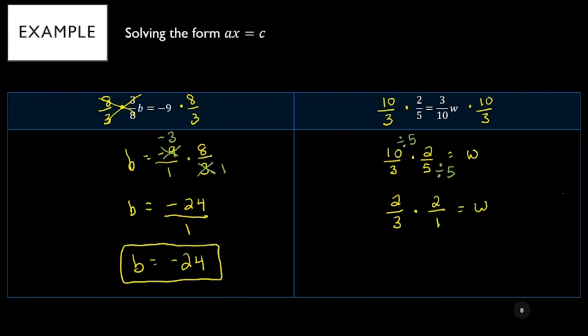And then I multiply those fractions together. 2 times 2 is 4. 3 times 1 is 3. And then I get my answer.